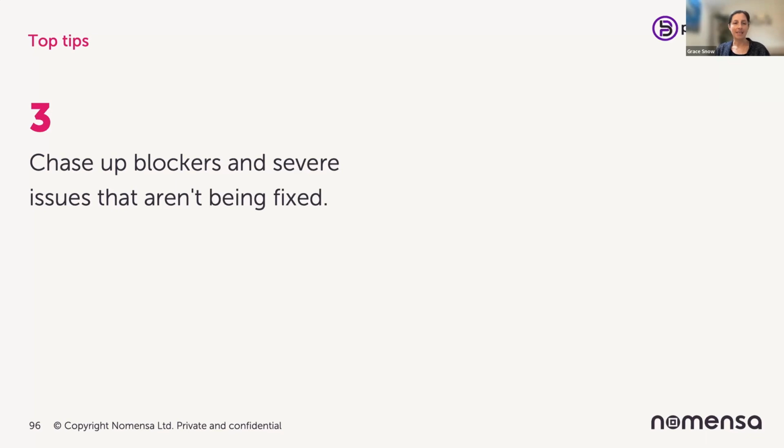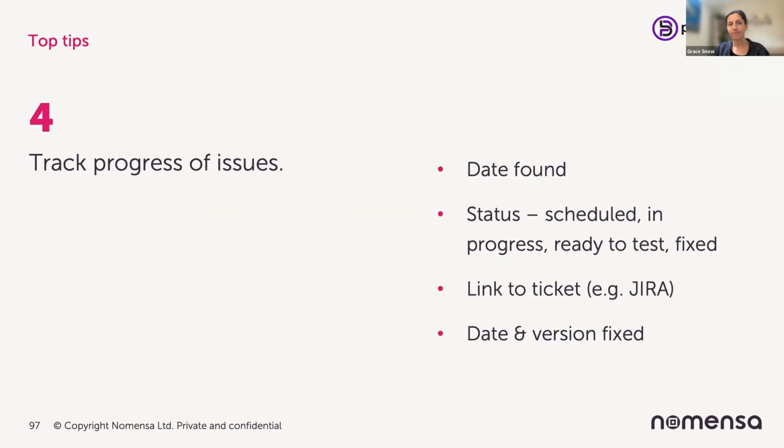Put in regular dates to review progress. Track the progress, the date found, what's its status, link to a ticket, what date and what version of the website or app, which release was it fixed at, so that you've got that audit trail and you can see that the issues are going down.